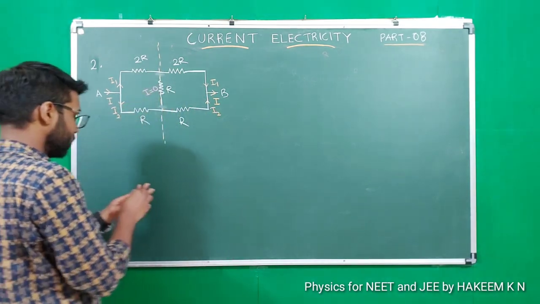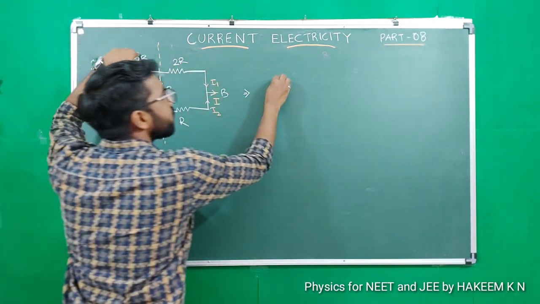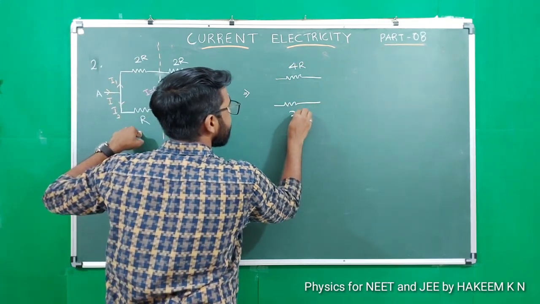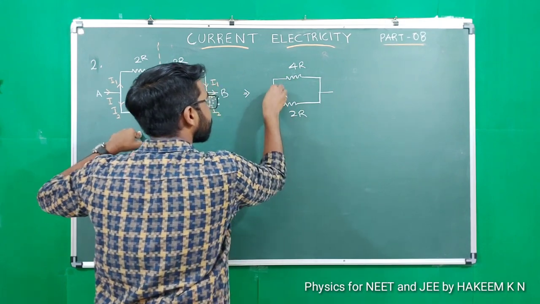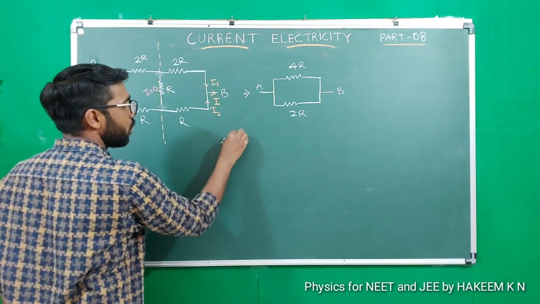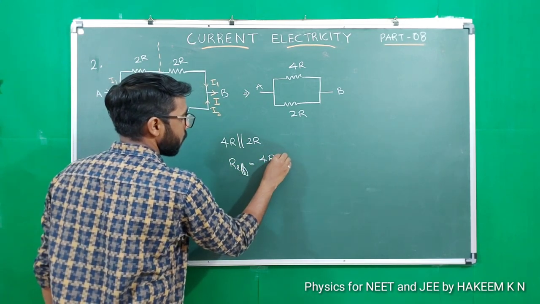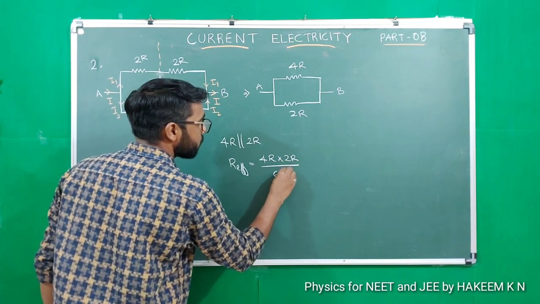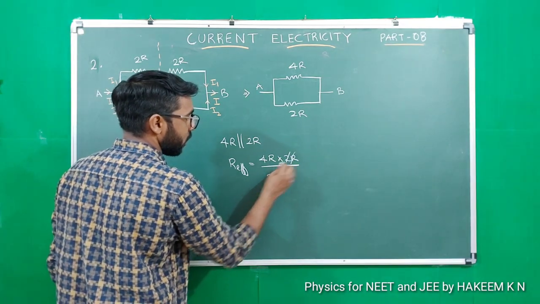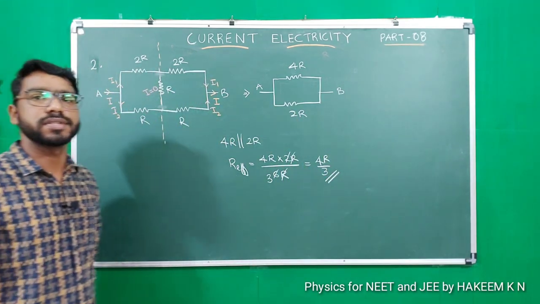Okay, now we can find the solution easily. 2R and R in series, then we will get 4R. And 2R and R in series at the lower arm, AB. Now we can say 4R parallel with the 2R, then what is R effective? 4R, R1 into R2 by R1 plus R2. Okay, R is cancelled, 2, 6 cancel 3, we will get 4R by 3 as the effective resistance.